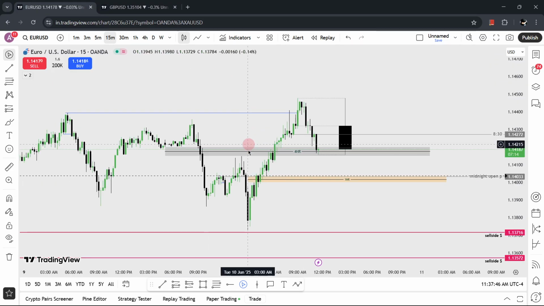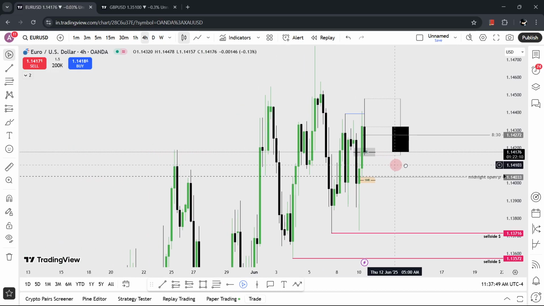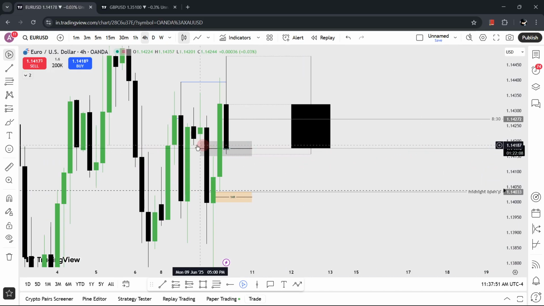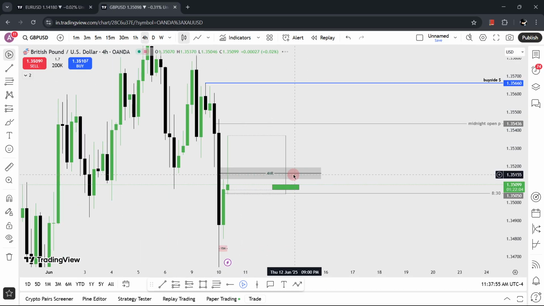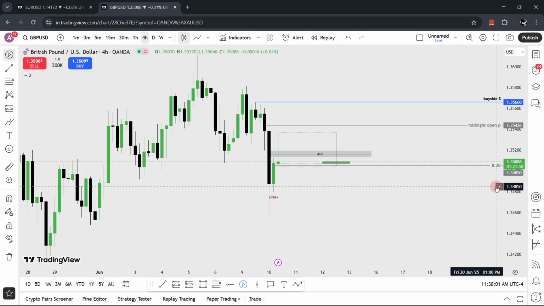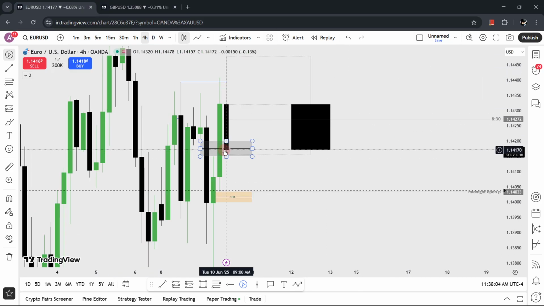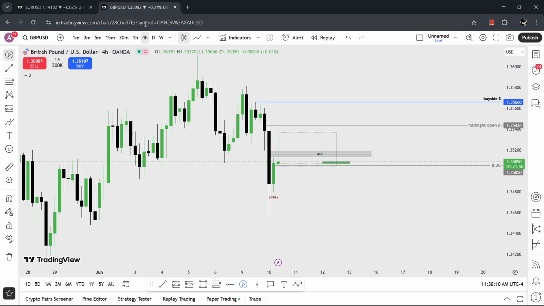We have a 4-hour inverse FVG here, and we have a 4-hour fair value gap here. GBP has been respecting that 4-hour fair value gap. Going to the smaller time frame.